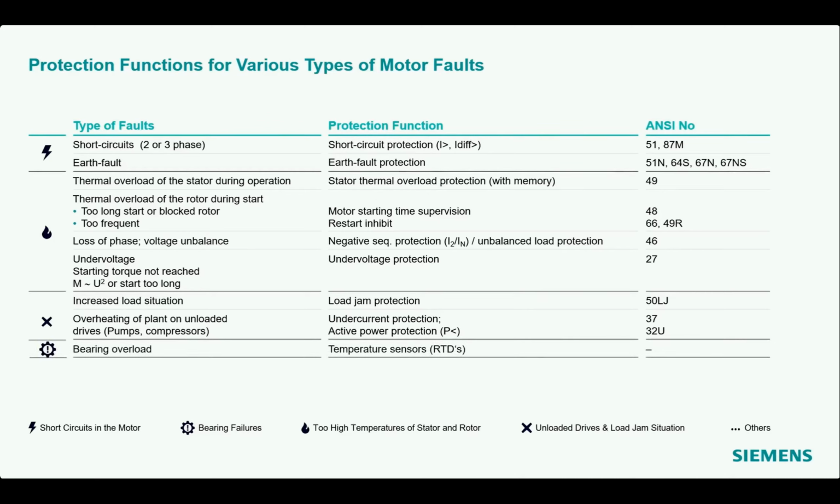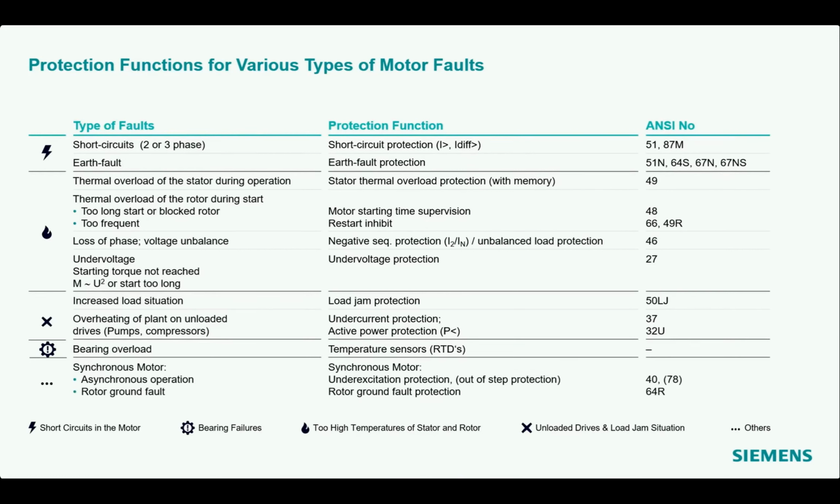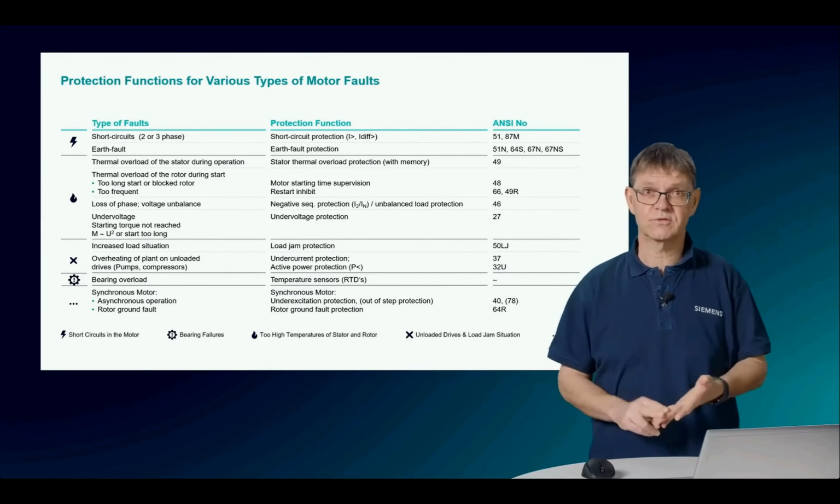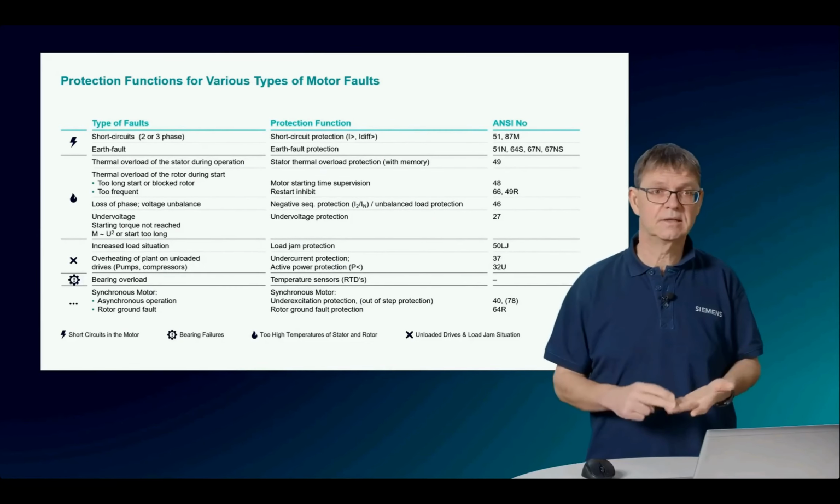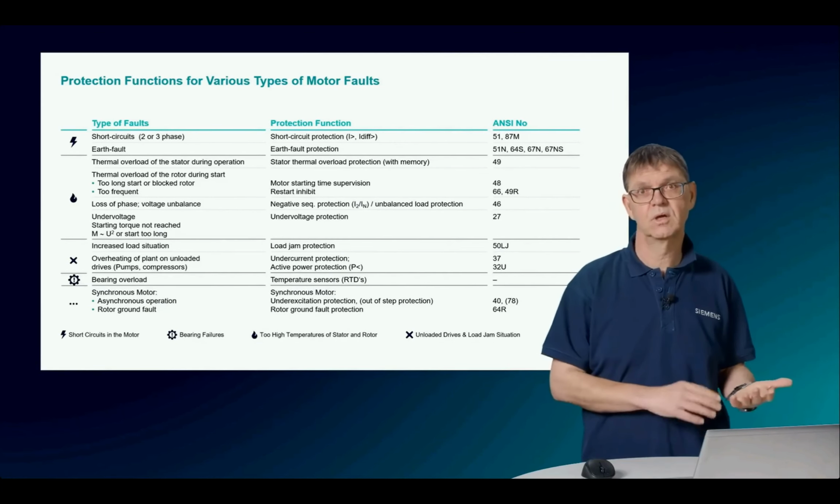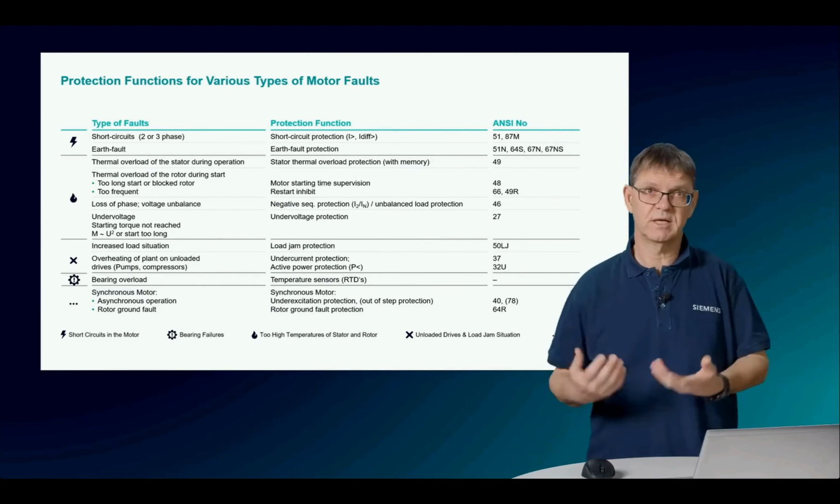Then for the bearings, here we just monitor the temperature on the bearings with temperature sensors. And then we have, especially for synchronous motors, some additional protection functions which prevent the synchronous motor from running asynchronously. This is the under-excitation protection on the one hand and the out-of-step protection function. And an additional function is rotor ground fault detection, for which we also have a dedicated protection function.